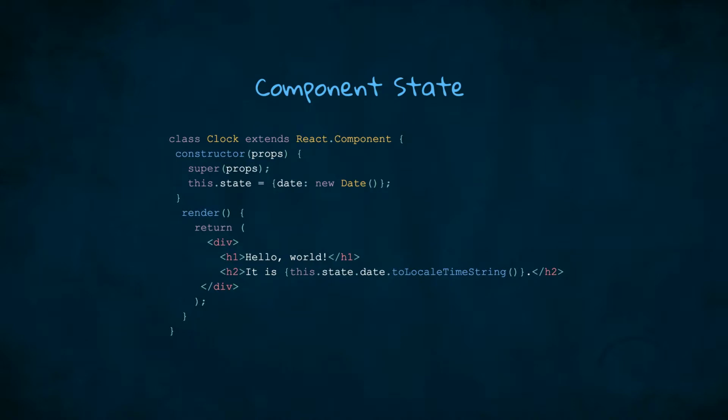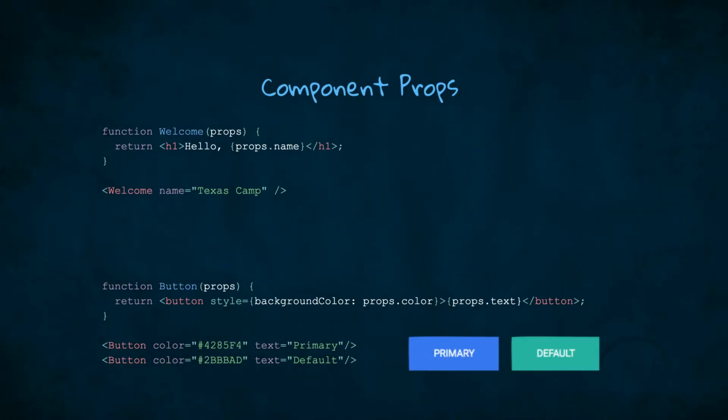But state gives us, hold on, let's go back one. This is a stateless functional component. So there are two types of components in React: stateless functional, and class-based components. Class-based components give you access to things like state and lifecycle methods. Stateless functional components are just that, JavaScript functions that return HTML.